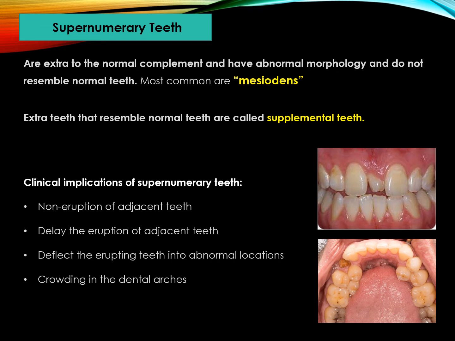First anomaly we will be discussing is the supernumerary teeth. These are extra to the normal complement and have abnormal morphology and do not resemble normal teeth. So that's how supernumerary teeth are termed. And the most common supernumerary teeth you can find are mesiodents, which are present between the two central incisors. And if you find extra teeth that resemble normal teeth, they are known as supplemental teeth and they are not termed supernumerary teeth. So what are the clinical implications of supernumerary teeth?